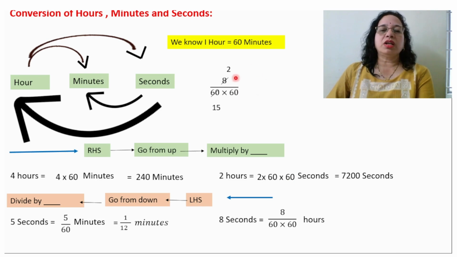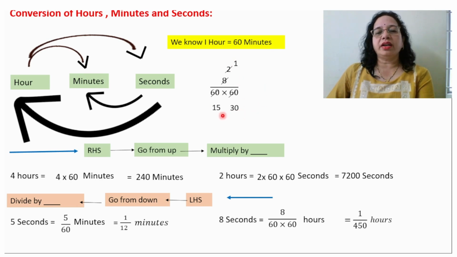So the numbers are divisible by 4. 4 2s are 8 and 4 15s are 60. Once again we can cut by 2. 2 1s are 2, 2 30s are 60. And now we multiply numerator with numerator and denominator with denominator. So your answer will be 1 upon 450 hours.